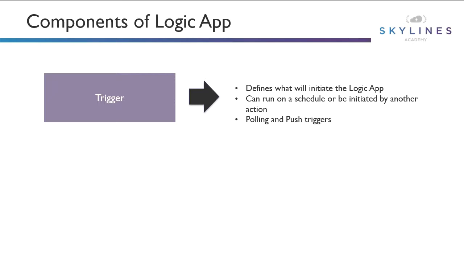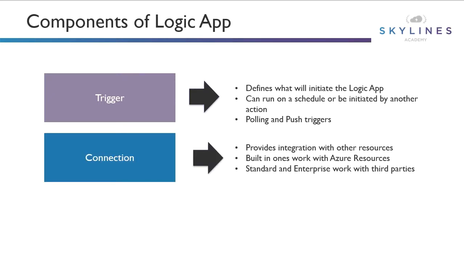A polling trigger will use a recurring schedule to check another resource for activity. If there is a certain type of activity, it will then initiate the Logic App. A push trigger, on the other hand, is always listening, and as soon as the defined event happens, it will initiate the Logic App. The main difference is that a polling trigger runs according to a defined schedule, where a push trigger is always listening. So whenever a qualified or defined event happens, it will run right away on the push trigger, and then it will run during the next polling cycle on the polling trigger.